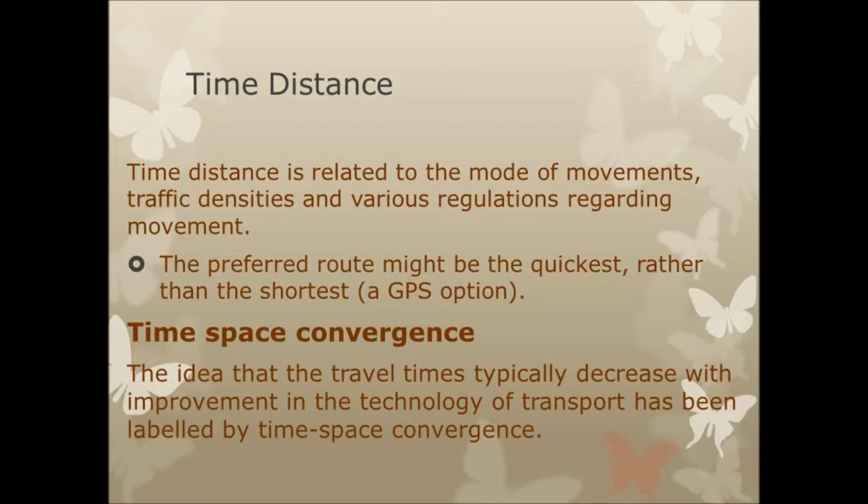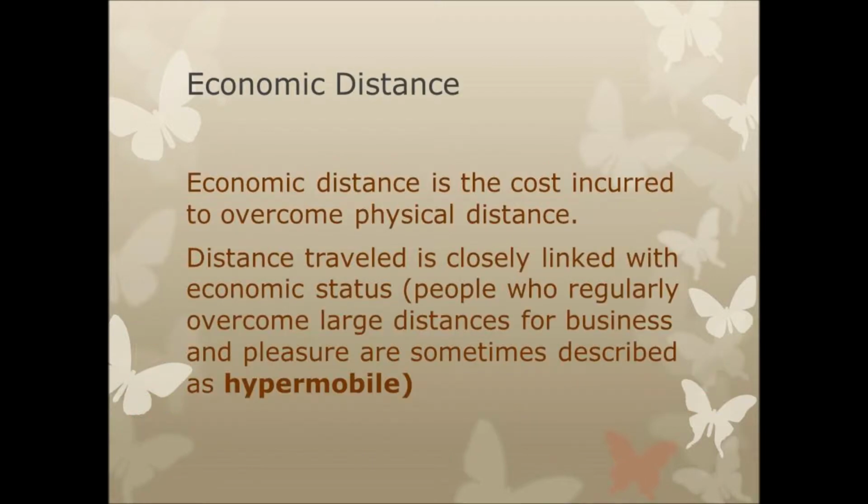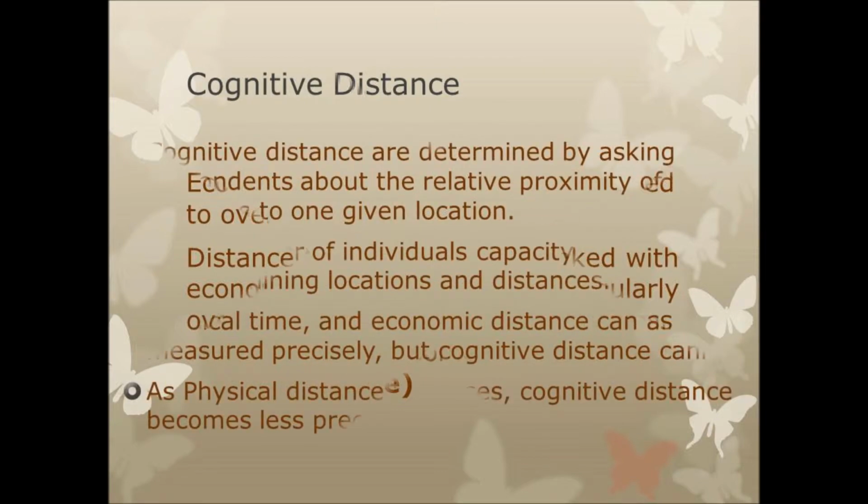Time-space convergence, the idea that travel time typically decreases with improvement in the technology of transport, has been labeled time-space convergence. Economic distance is the cost incurred to overcome physical distance. Distance travel is closely linked with economic status. People who regularly overcome large distances for business and pleasure are sometimes described as hypermobile.